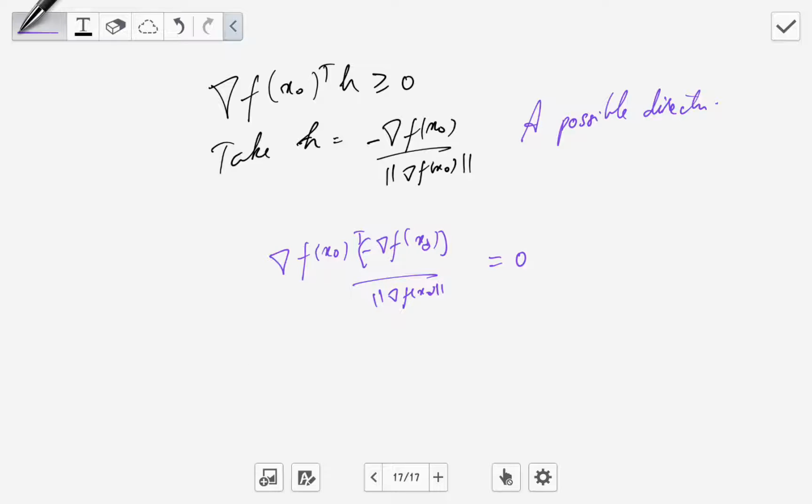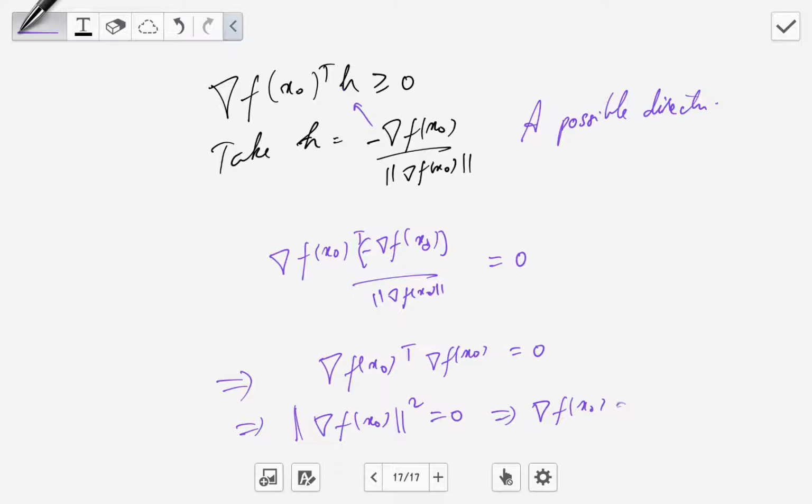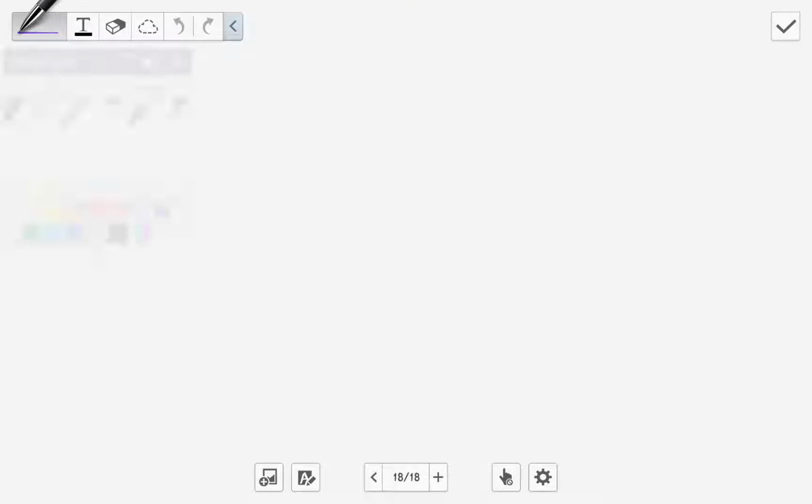I just substituted this here. So this will be del f of x0 transpose del f of x0 is equal to 0, which is norm of del f of x0 squared is equal to 0, which implies del f of x0 is equal to 0 when x0 is a minima. So this is actually a necessary condition for minima.